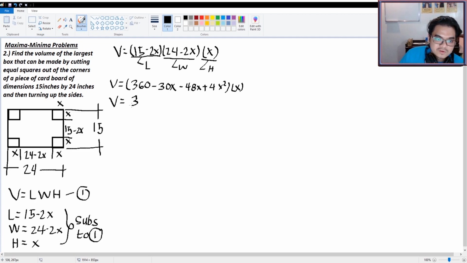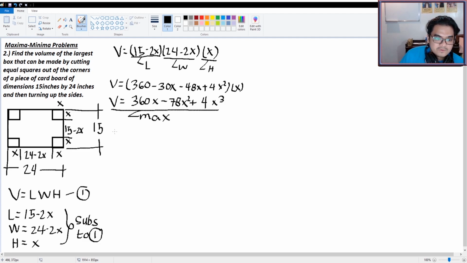So you'll have here 360 times x, so that's 360x. Then minus 30 minus 48, that will become minus 78x squared. And then plus 4. Oh no, this must be squared, so we have to times it by x, and this is x cubed. So again, you have to maximize the volume. So this one must be maximum.